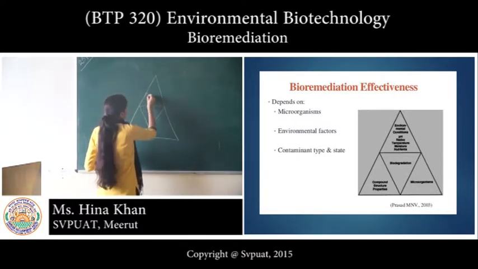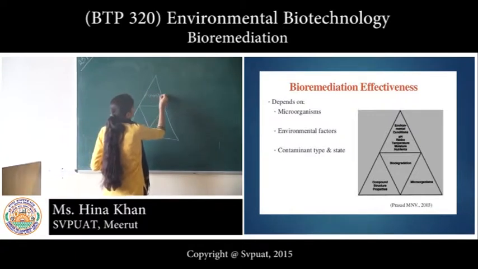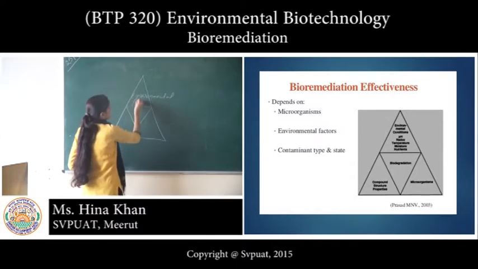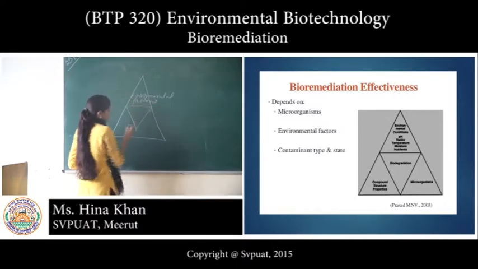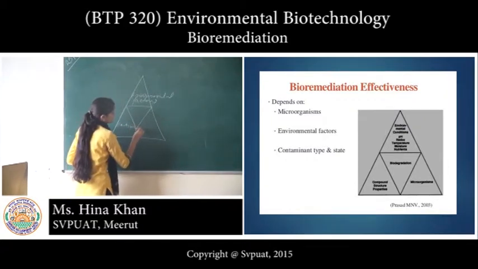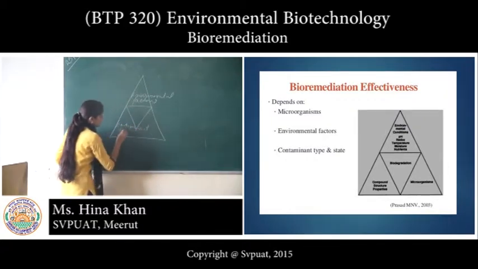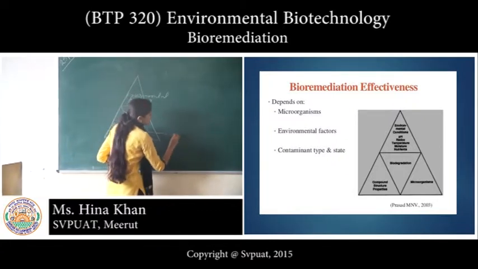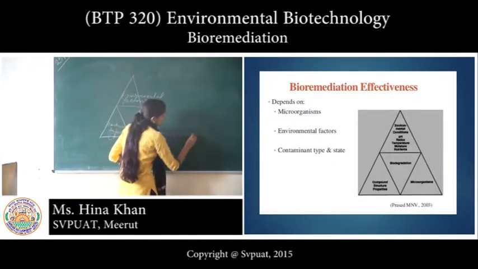These are the factors affecting bioremediation: microorganism, environment and contaminant. Environmental factors, contaminant, and last is microorganism. Which type of microorganism is used in bioremediation?